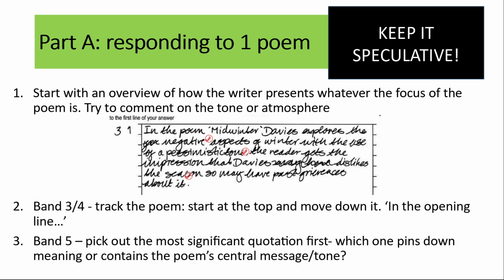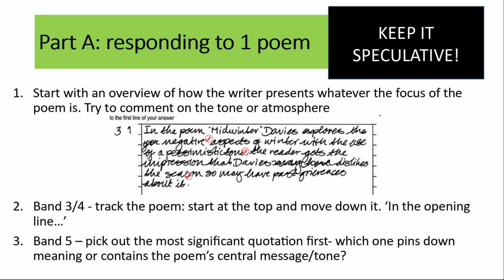So you need to start with an overview of how the writer presents whatever the focus of the poem is. Try to comment on the tone here as well. This example, the screenshot, is from our top mark answer from 2017. "In the poem Midwinter, Davies explores the negative aspects of winter with the use of a pessimistic tone. The reader gets the impression that Davies dislikes the season, so may have past grievances about it." Can you see there, you've got the speculative tone of "may have past grievances", making that inference that if someone feels this pessimistic about winter, maybe something's happened in the past to make them feel this way.